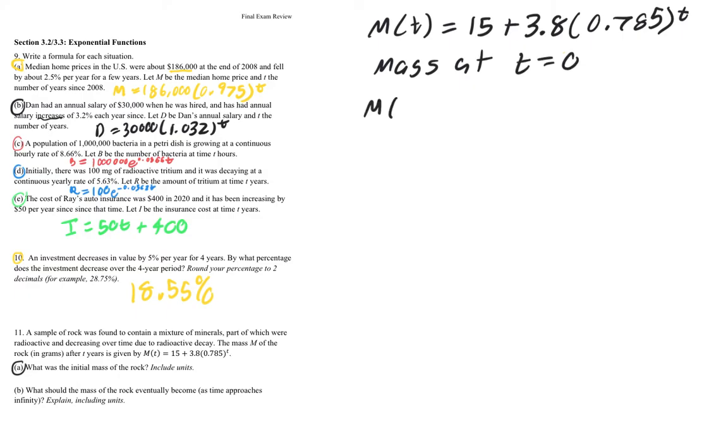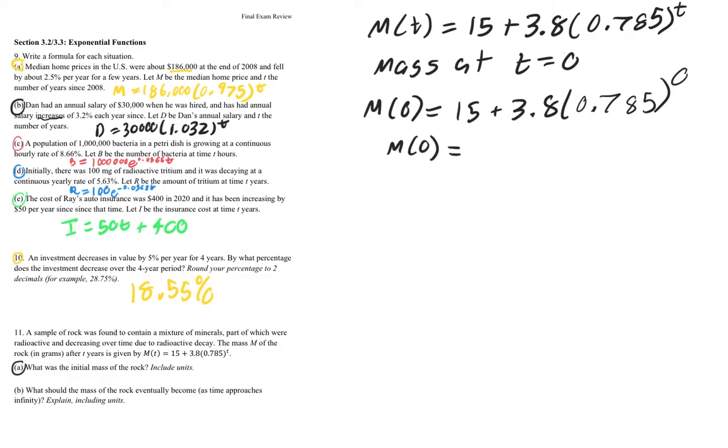So what we're going to do is m of 0, and anywhere we see a t, we're going to plug in 0. So we're going to have 15 plus 3.8 times 0.785 to the power of 0. So what's going to happen here is 0.785 to the power of 0 is going to go to 1. So m of 0 is equal to 15 plus 3.8. So our mass at time 0 is equal to 18.8, and look back at the units, grams.